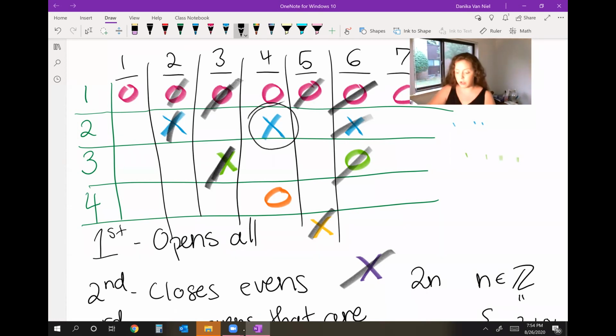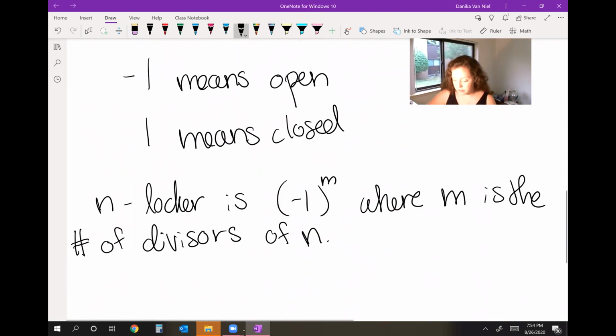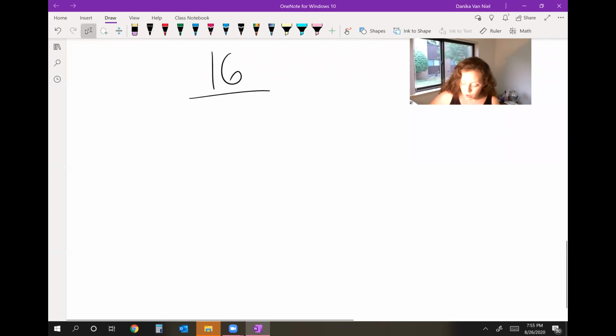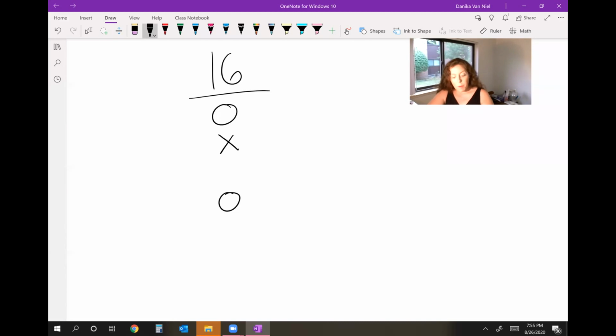So let's take another example. Let's say 16. Okay, let's go down here. So we have the number 16. So 1 is going to open it. 2 is going to close it because it's divisible by 2. Is it divisible by 3? No, so 3 is going to skip it. 4, it is divisible by 4. Actually, that's its square, so that's probably where some magic's happening.